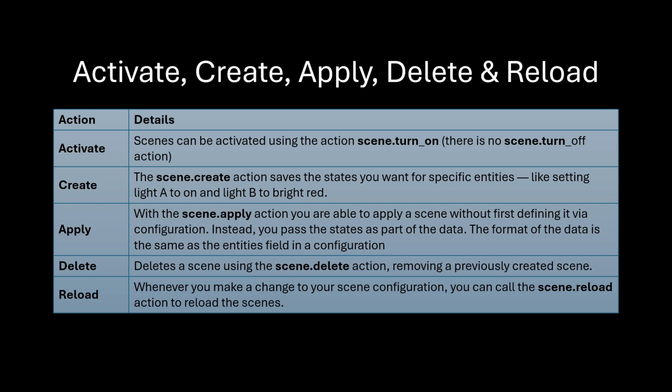Create. Creating a scene means taking a snapshot of a device state you want, like lights turned on, TV source set, and saving it, so you can easily activate it later. Apply. Applying a scene is like sending a one-time scene without actually saving it first. You just pass in device state directly in the automation, which is quicker for temporary setups.